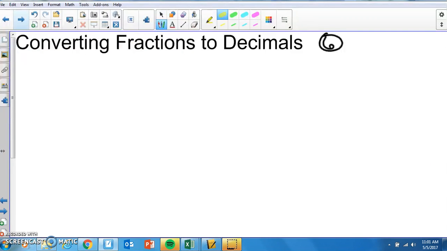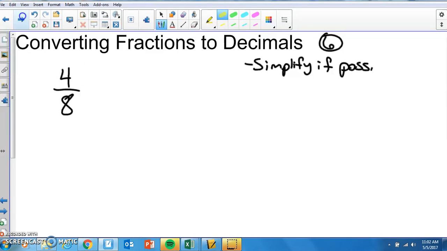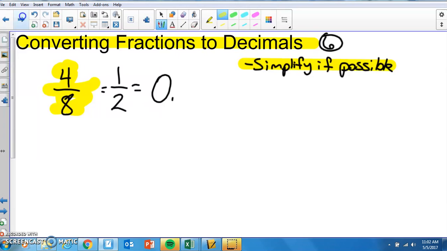So converting fractions to decimals is very straightforward. Let's start out with an easy one. 4/8. One thing you can always do, I'm going to put a list over here, is simplify if possible. Sometimes that may make it easier. So converting fractions to decimals, our example is 4/8. The first thing I'm going to do is simplify if possible. If you look at 4/8, they both can be divided by 4, which gives you 1/2. And most of you know 1/2 as a decimal equals 0.5.